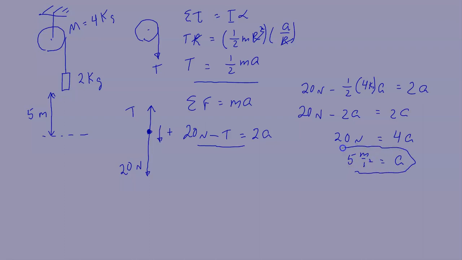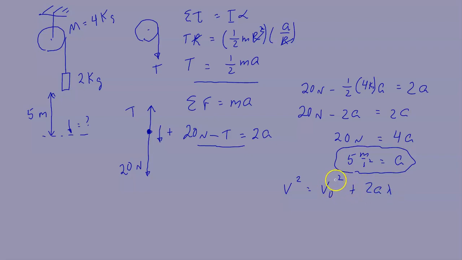So this thing is going to accelerate with the acceleration of 5. And the question is when this thing hits the ground, what is the velocity? How fast does it hit? So we can use kinematics now. Since we don't have time, let's go ahead, and this equation usually works pretty well when you don't have time.